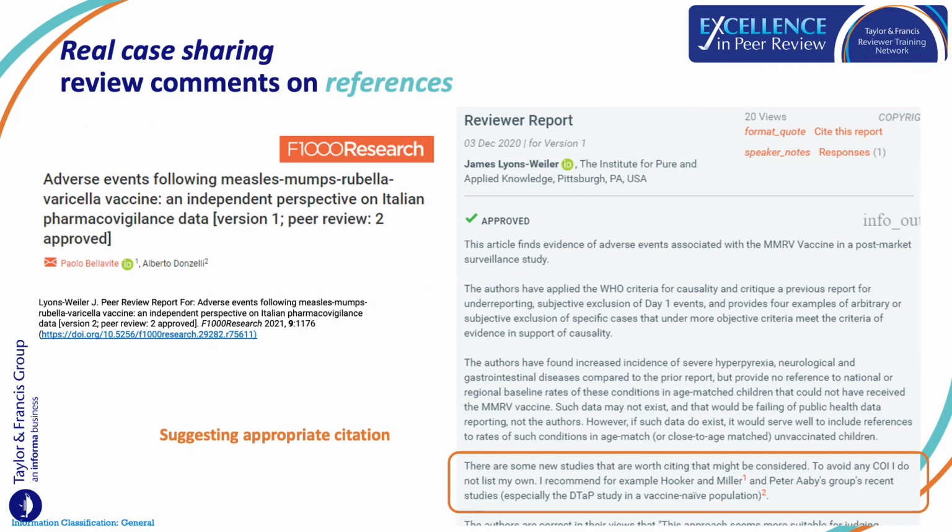Here is an example of a real open review report, which was published on F1000 Research. In the report, the reviewer mentioned that there are some new studies they think the authors should cite and gave detailed examples. The reviewer is also professional and didn't suggest their own work.